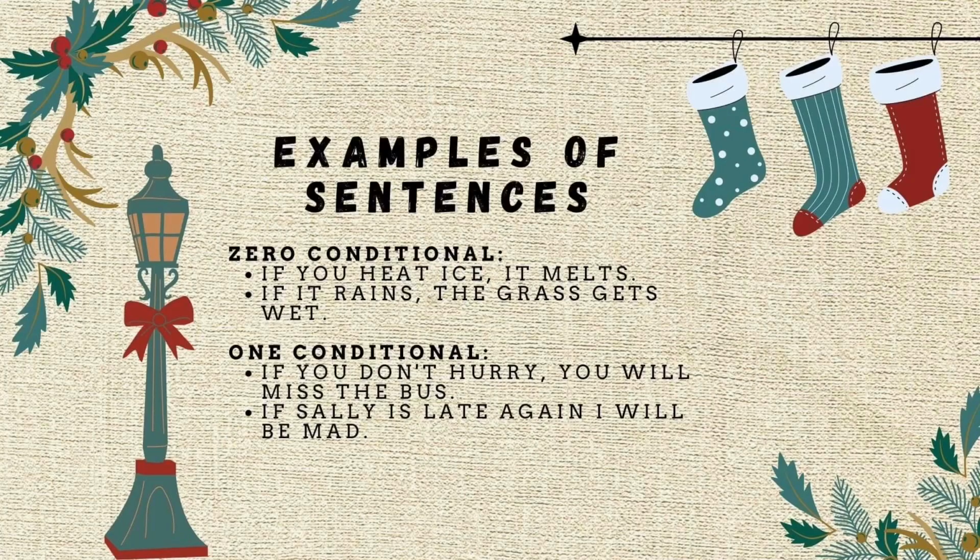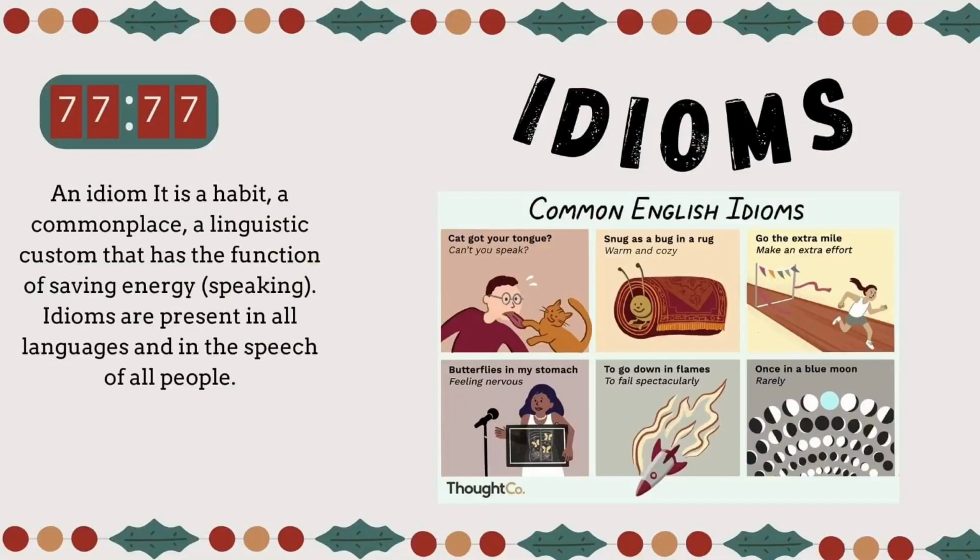Examples of sentences. Zero conditional: If you add ice, it melts. Si calientas hielo, se derrite. If it rains, the grass gets wet. Si llueve, la hierba se moja. And when conditional: If you don't hurry, you will miss the bus. Si no te apuras, perderás el autobús. And if Sally is late again, I will be mad. Si Sally vuelve a llegar tarde, me enfadaré.